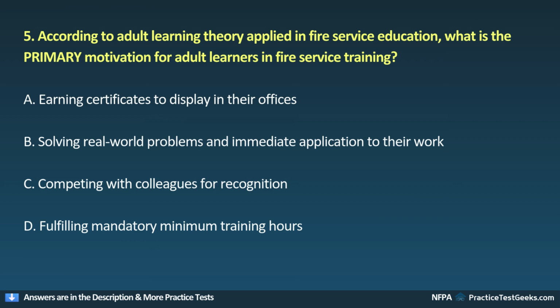5. According to adult learning theory applied in fire service education, what is the primary motivation for adult learners in fire service training? A. Earning certificates to display in their offices. B. Solving real-world problems and immediate application to their work. C. Competing with colleagues for recognition. D. Fulfilling mandatory minimum training hours.